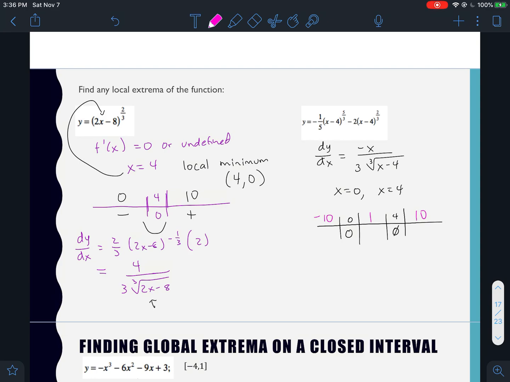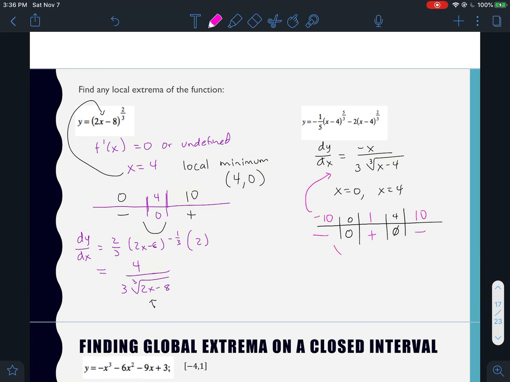So let's do our test points. We could test -10, we could test 1, and we could test +10. If I took -10, and again, we're plugging them into the derivative, I would get a positive over a negative, so those would be negative. If I plugged in 1, I'd get a negative over a negative, so those would be positive.